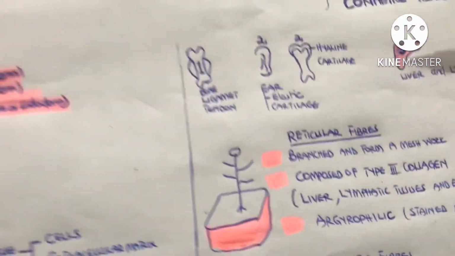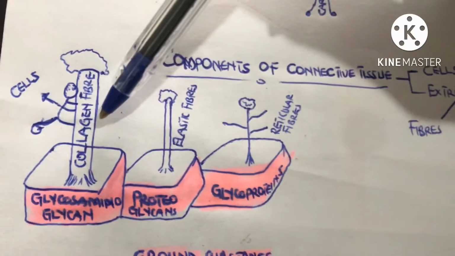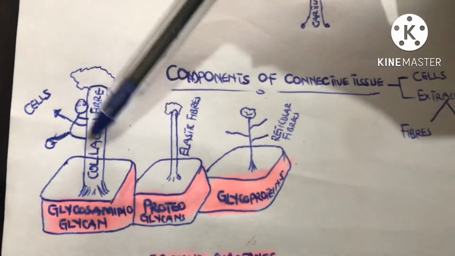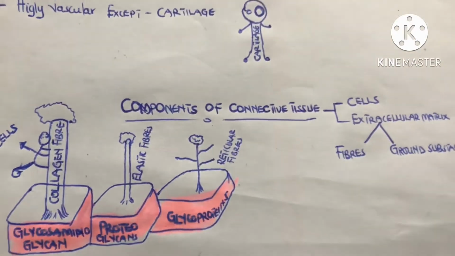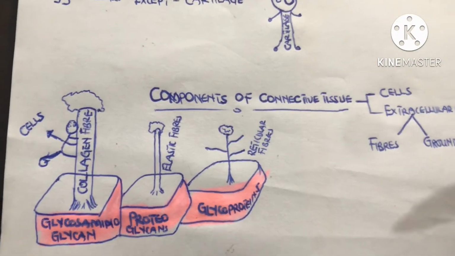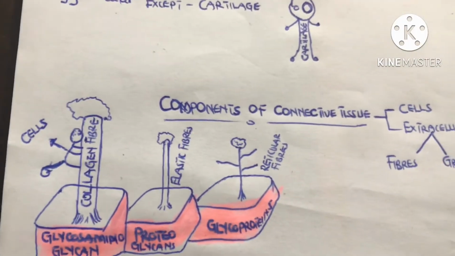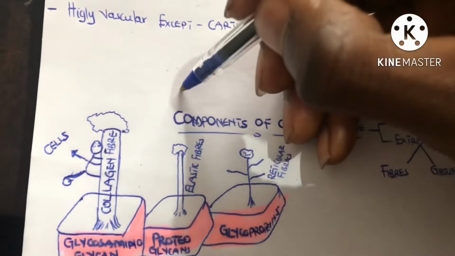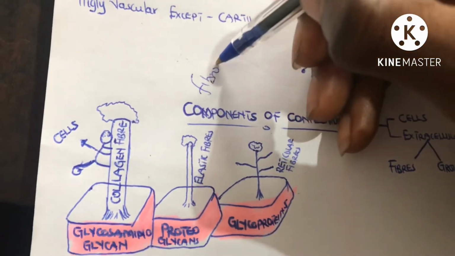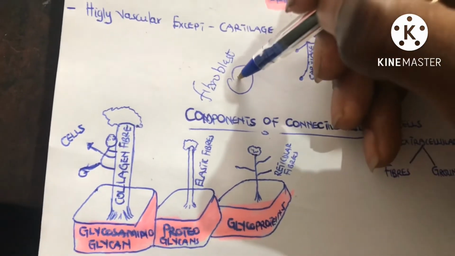So now let's look at the fibers. The first one we'll look at is the collagen fiber, which is very thick and unbranched. And this collagen fiber is actually made up of the protein called collagen. And this protein is secreted by a certain cell we call fibroblast. Let me write it here, fibroblast. We'll look at this later.